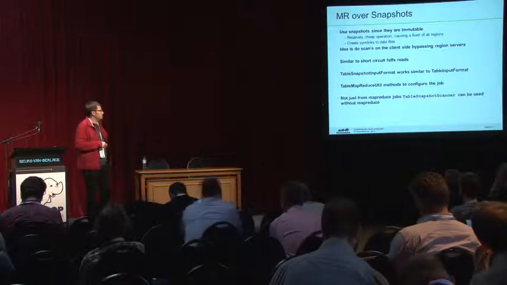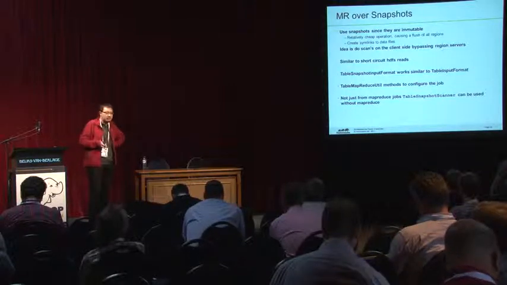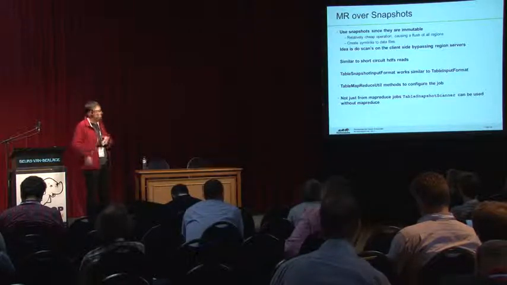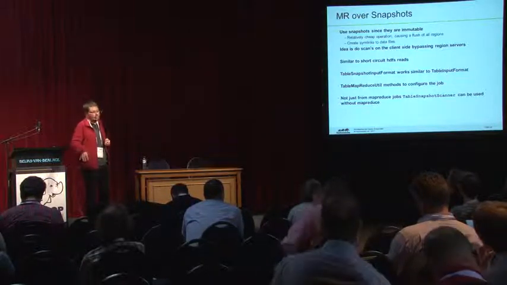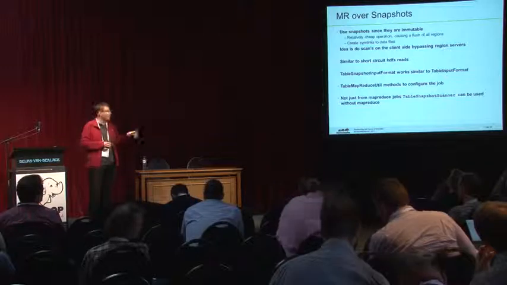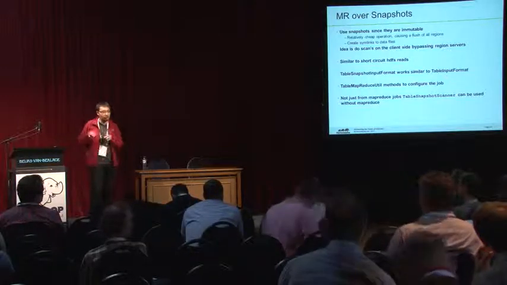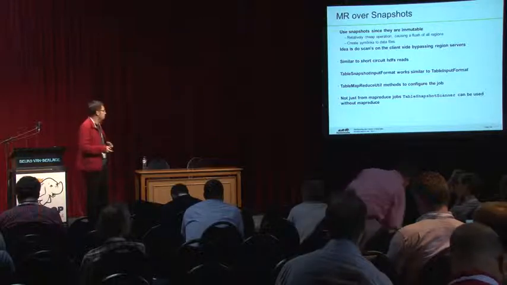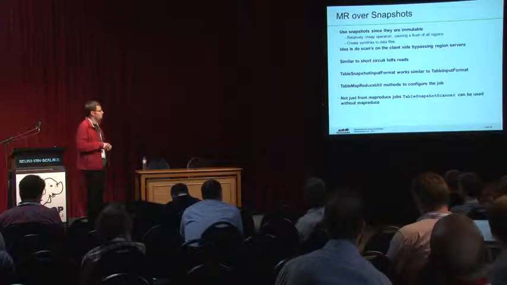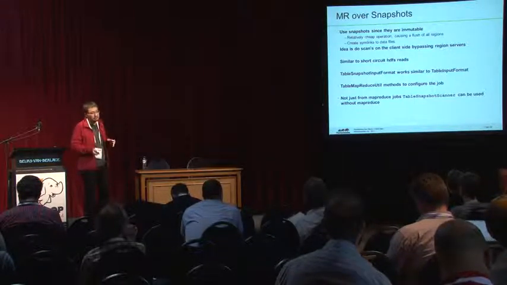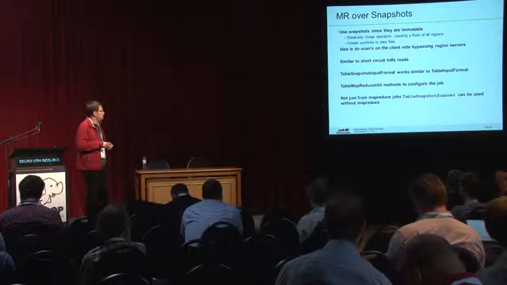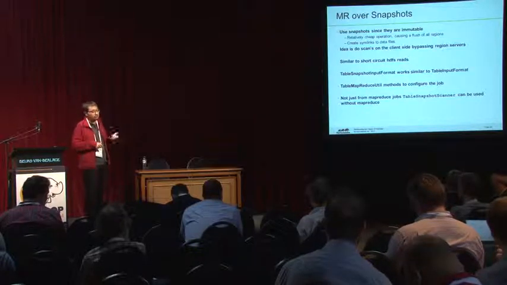So this is very similar to short-circuit HDFS reads, where short-circuit reads bypass the data node and go directly to the on-disk data. This idea is similar because we are bypassing the whole region server and HBase, and going directly to the disk, or HDFS in this case. So we introduced a table snapshot input format, which is very similar to the table input format, which is HBase's API for doing MapReduce. And we've also introduced utilities in the TableMapReduceUtil class.